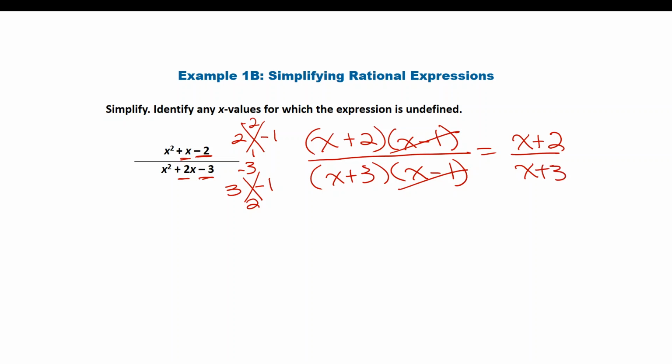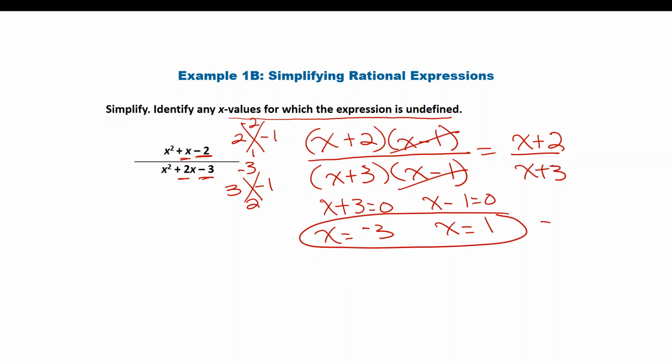Now here's where we have to be careful, because it says identify any x values for which the expression is undefined. So that means when I have a 0 in the denominator, that means my equation is going to be undefined. So let's set each of these two equal to 0. X plus 3 equals 0, or x minus 1 equals 0. So when x equals -3 or x equals +1, we're going to have either of those would equal 0, and that would make our equation undefined. So that's the answer to our question.